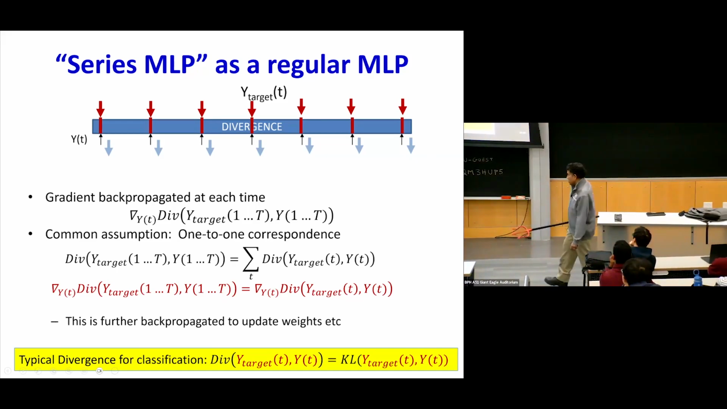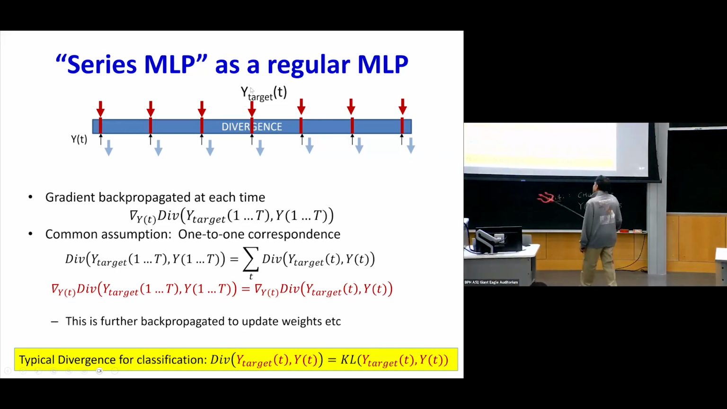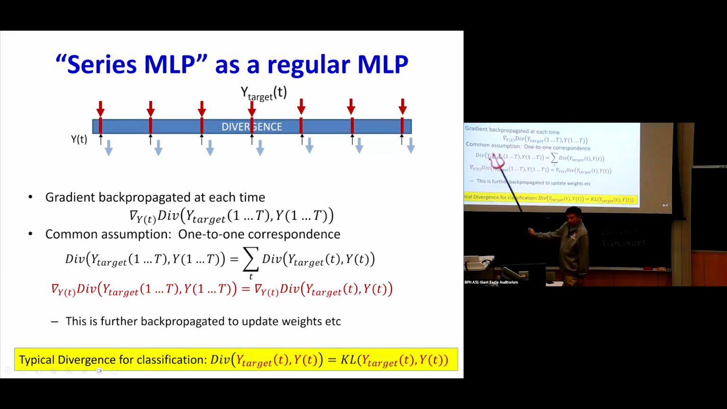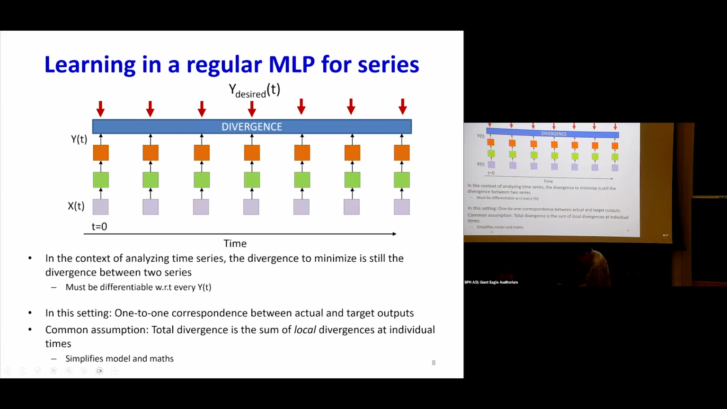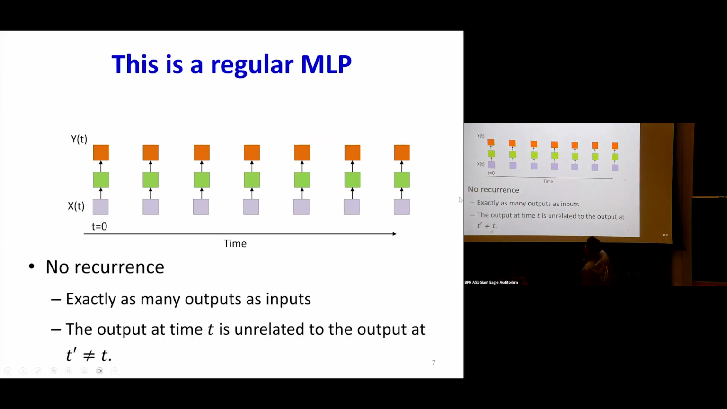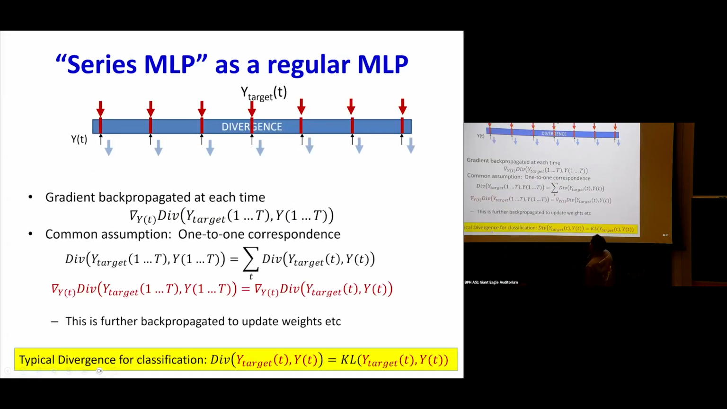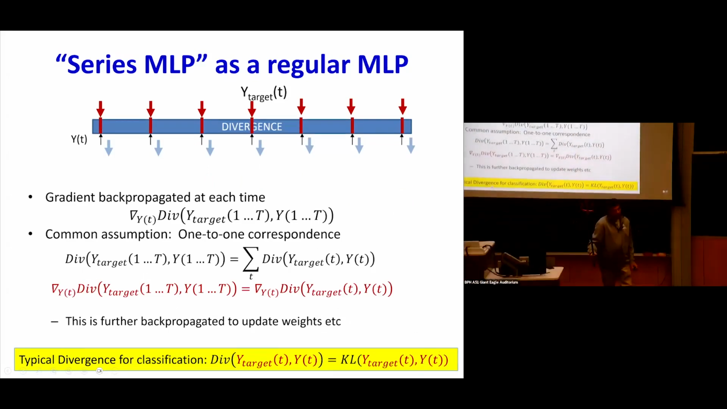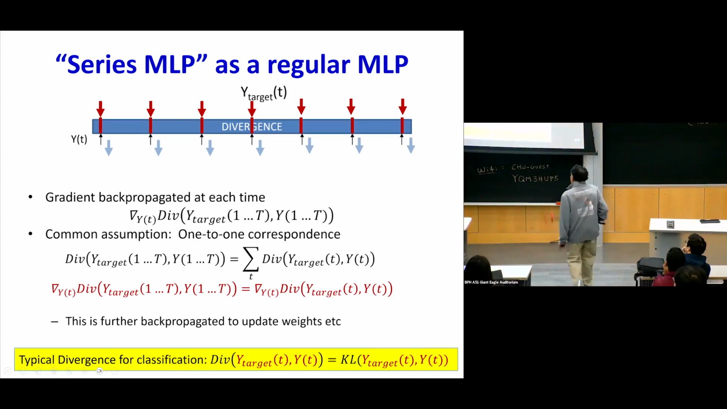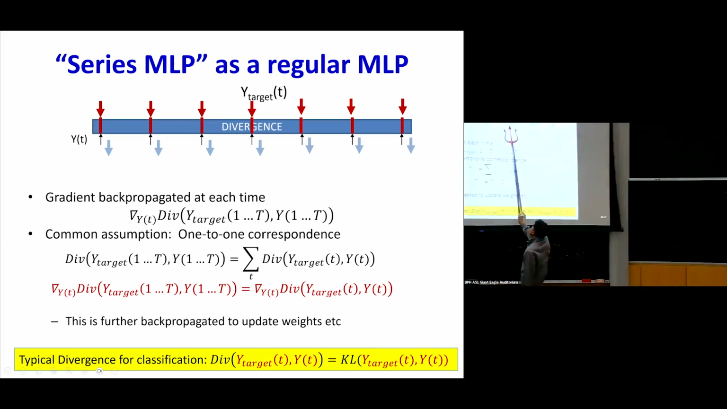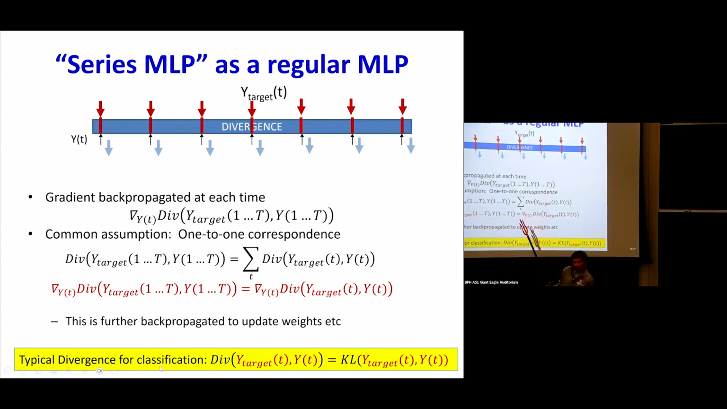Correspondingly, if you computed the derivative of this divergence between two sequences with respect to any specific output, simply because these other divergences do not influence this local divergence, the derivative of the accumulated divergence with respect to any given output is simply going to be the derivative of the local divergence itself, right?